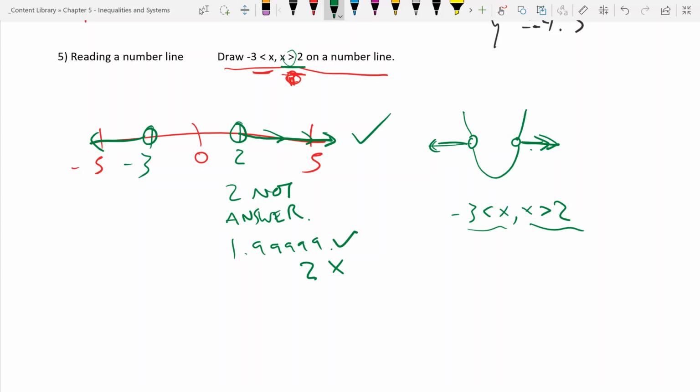You can write these in a couple different ways. So I might write 2 is less than x. That's the same thing. It looks a little messier, but it's right. It's a little better and a little more straightforward if you do it this way, but this is fine too.